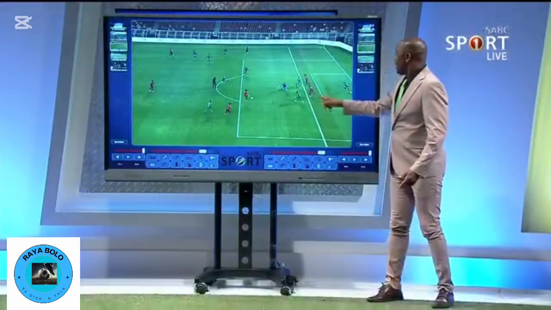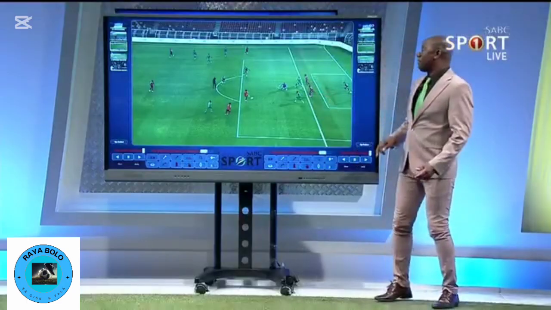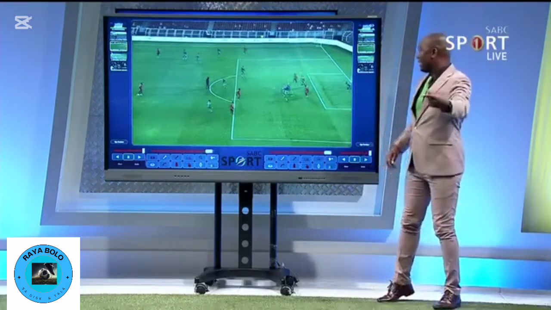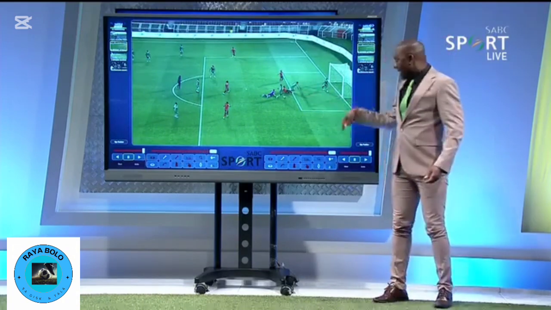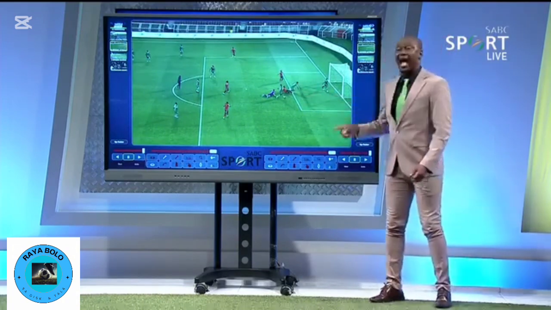So now he's having one opponent. If he plays the ball, he's now interfering with play. The ball comes to him, interfering with play. He scored. Incorrect decision by the assistant referee to award a goal.